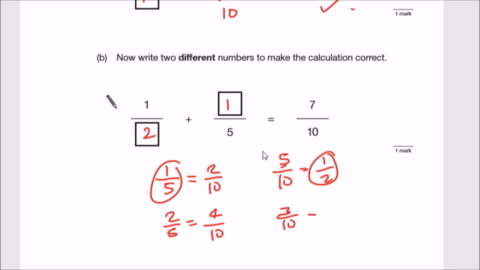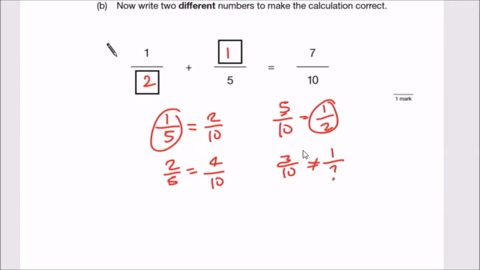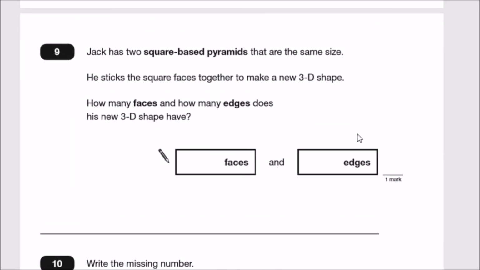3/10 cannot be simplified to 1 over something. It can, but, well, it'll be a decimal, and we're not interested in that. Anyway, let's go. So, question 9.